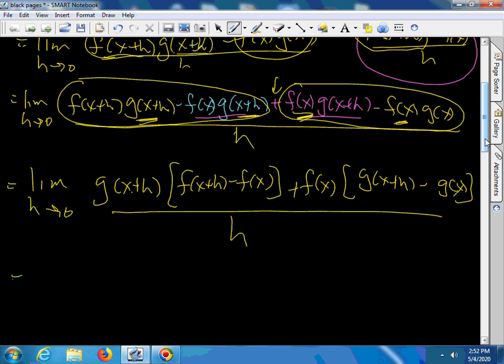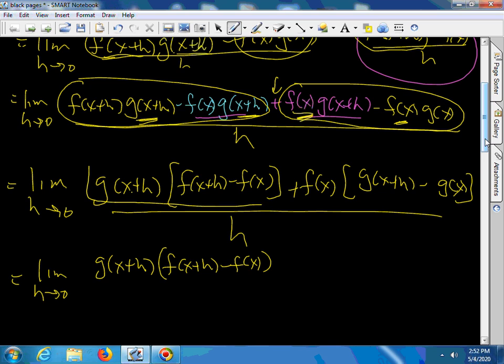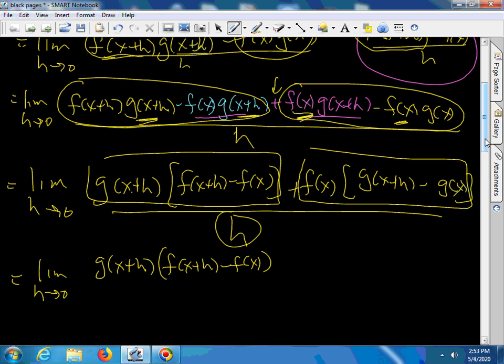Okay. Now, this is equal to the limit as h goes to 0 of g of x plus h times f of x plus h minus f of x. And I can divide, so it's this piece that gets divided by h, and this piece that gets divided by h. Now remember, if you have a product over c, you can write this as a times b over c, or a over c times b. I want to put the c here.